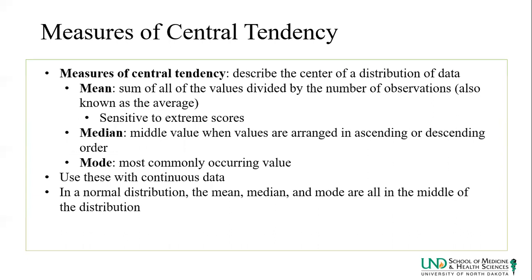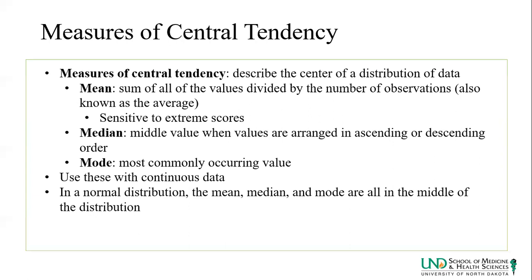Another common type of descriptive statistics that are often seen and used are measures of central tendency. These describe the center of a distribution of data. These measures include the mean, also known as the average, which is the sum of all of the values divided by the number of observations. It is important to note that the mean is very sensitive to extreme scores. The median is the middle number when the values are arranged in ascending or descending order. The median is less sensitive to extreme scores than the mean. The mode is the most commonly occurring value in the data.